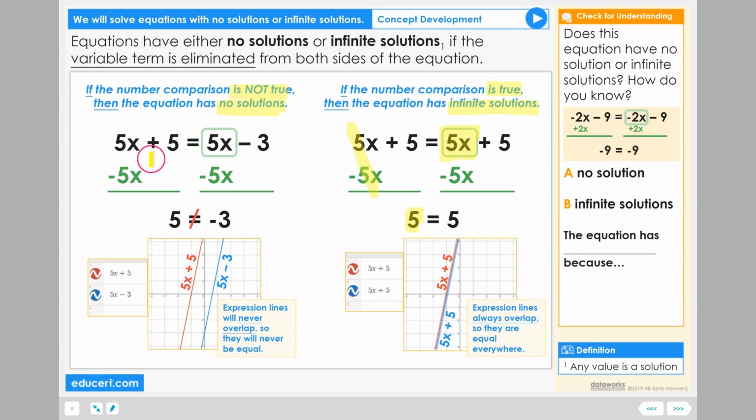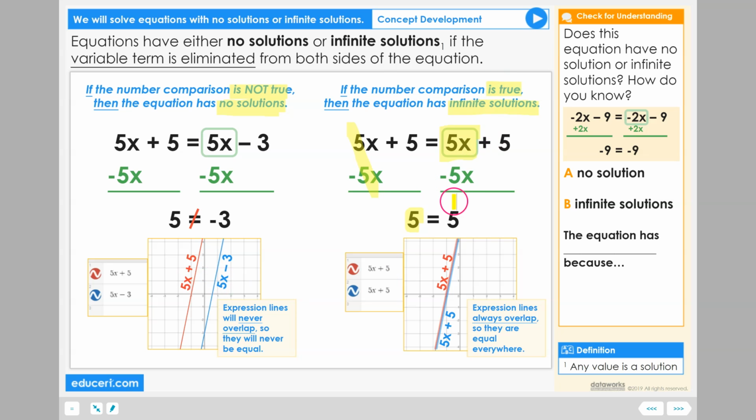Let's take a look at graphing each of the expressions 5x plus 5, 5x minus 3. When they're graphed, you can see here that they will never cross. In previous lessons, we showed that if you graph each expression, then wherever these two expressions cross, the x value is also the solution to the equation. And so it makes sense if there are no solutions, that means that when they're graphed, they will never cross.